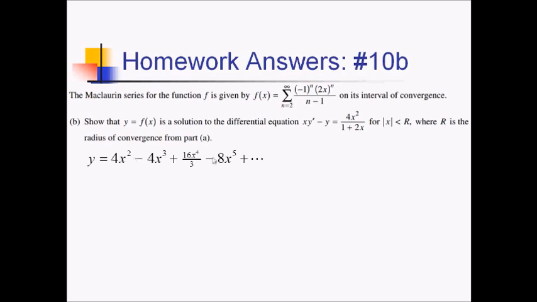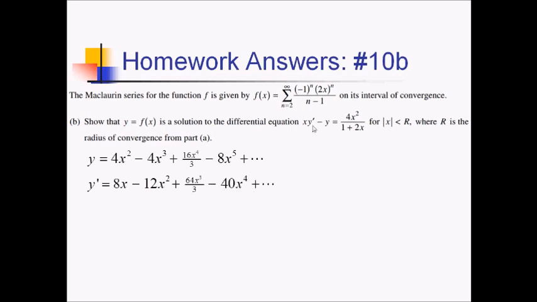The next thing we're going to do to this series, now that we've written it out, is we're going to prime it. We're going to see what y prime looks like. So going through and just taking the derivative of each term individually, we've got 8x minus 12x squared, using our power rule here. And then, let's see, this is going to be 64 over 3 x to the 3rd. This is going to be minus 40x to the 4th, and so on and so forth.